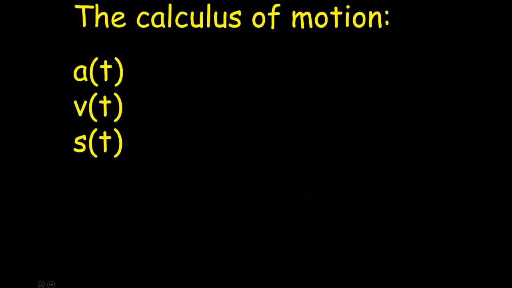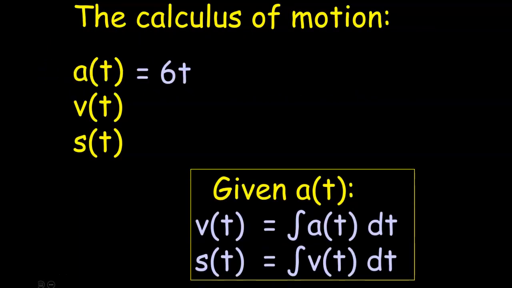Okay, so opposite direction. If I start with a of t being 6t, the antiderivative of that would be add 1, divide by the new power. So adding 1 gives me the 2 there, and then dividing by 2, 6 divided by 2 is 3. So 3t squared plus c. Don't forget the constant, okay?